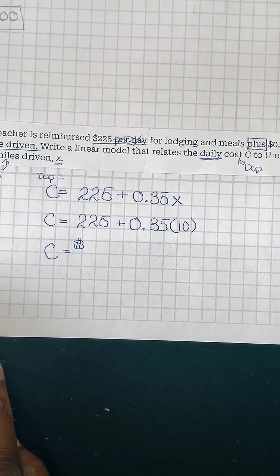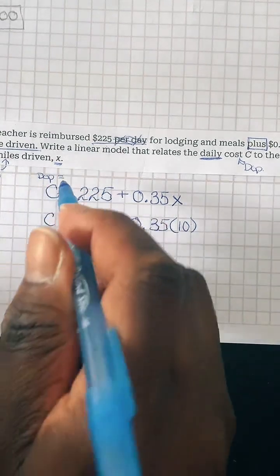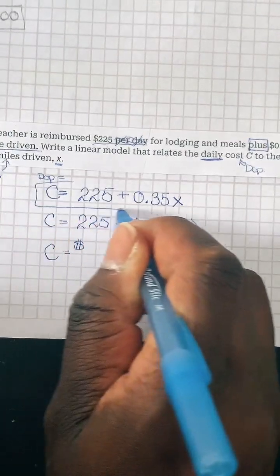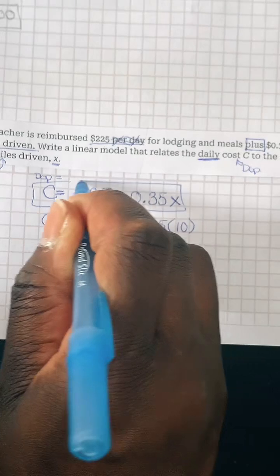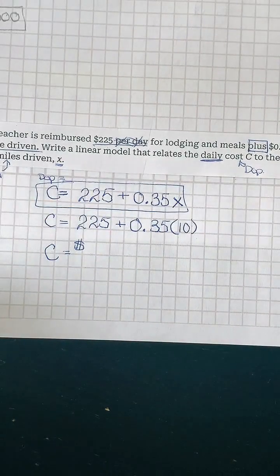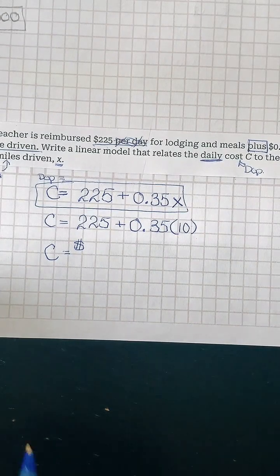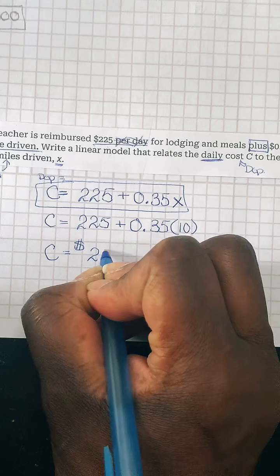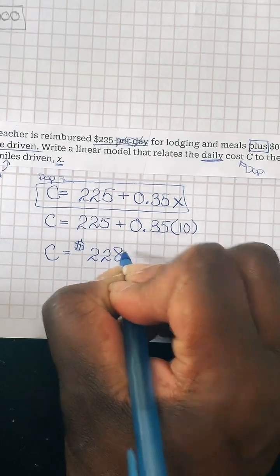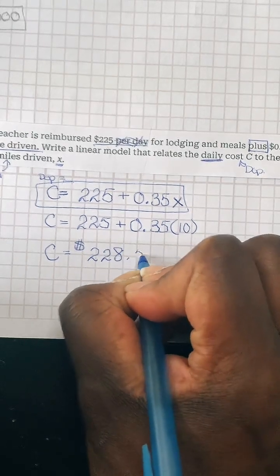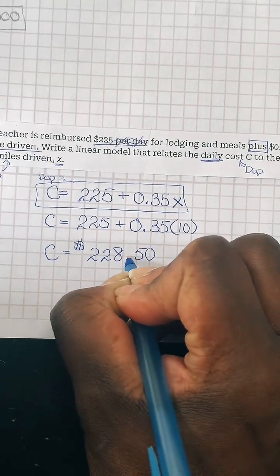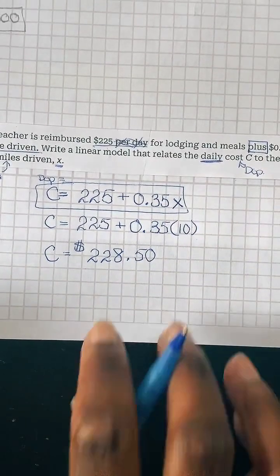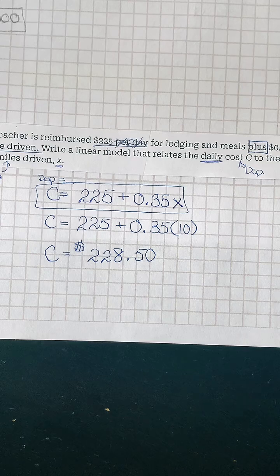Okay. Because really, to answer the question, we basically answered it right here. I was just kind of curious, what would 10 miles look like? So, how much would it cost? $228.50. Okay, so that's how much that teacher should be getting if they drove 10 miles.